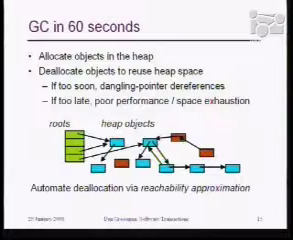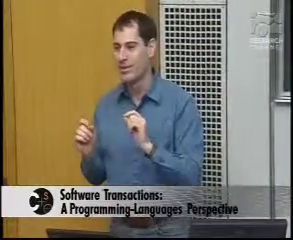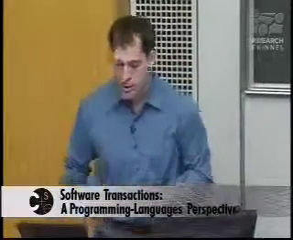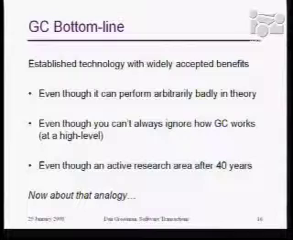And the real thing I want to emphasize about this is A, it's automated, and B, it's an approximation. Just because something is reachable doesn't mean you will use it again. It's the converse. If something is not reachable, you definitely won't use it again. So this is a classic approximation. The other thing is that garbage collection is established technology with widely accepted benefits. Even though this is not just like a factor of 2 approximation. This approximation can do arbitrarily badly compared to manual memory management code.